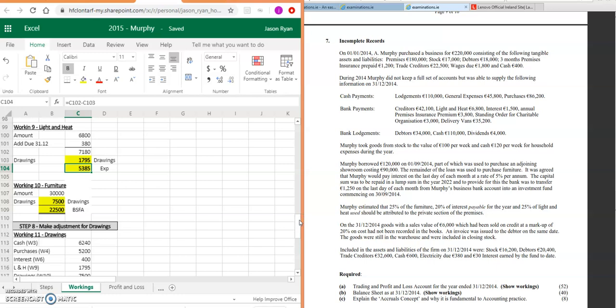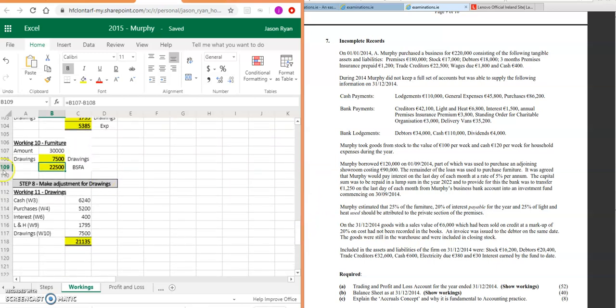Furniture then, 25% of furniture. So we bought furniture up here. Remember up here we got a loan of 120,000, 90,000 of it to buy a showroom. The remainder was for furniture. So it's going to be 30,000. So you can take 30,000, multiply by 25%, and you're going to get 7,500 for your drawings. And the remainder then goes into your balance sheet as part of your fixed assets. That's all the adjustments for gains and expenses here.